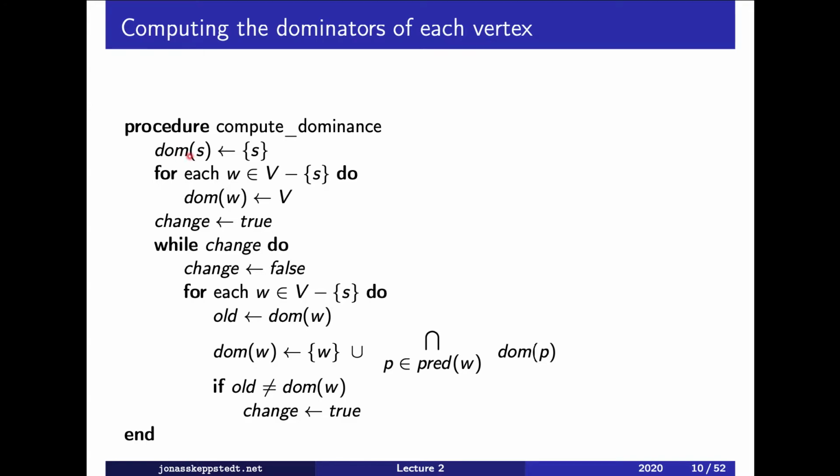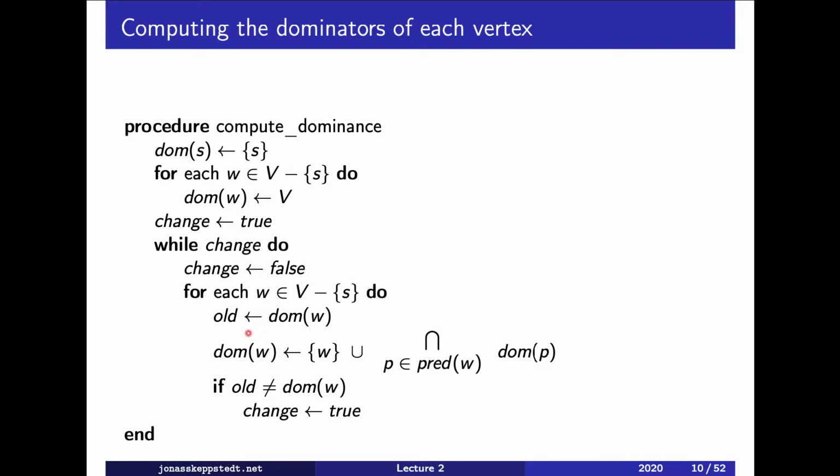And we start with, for the start vertex, the correct result. It's only dominated by itself. And then we overestimate for all other vertices and say that every vertex dominates W. Then we iterate until there is no change. So we set change to true and start. Okay, so then we go through each vertex except the start vertex.